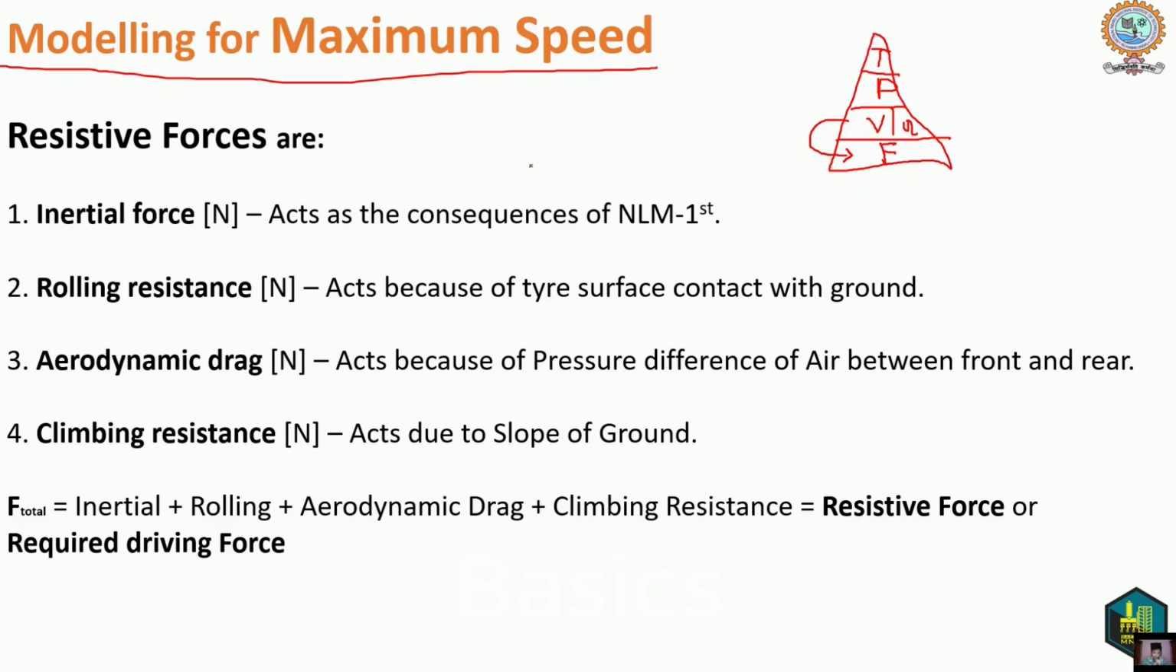Basically you know there are four resistive forces acting on the vehicle. These are inertial force, rolling resistance, aerodynamic drag, and climbing resistance. So F total equals the sum of all these forces. These forces also contain some parameters that are basic parameters and are always available to you.